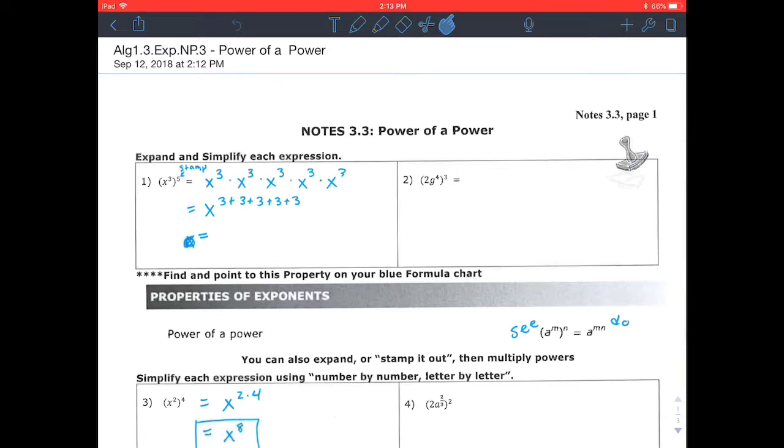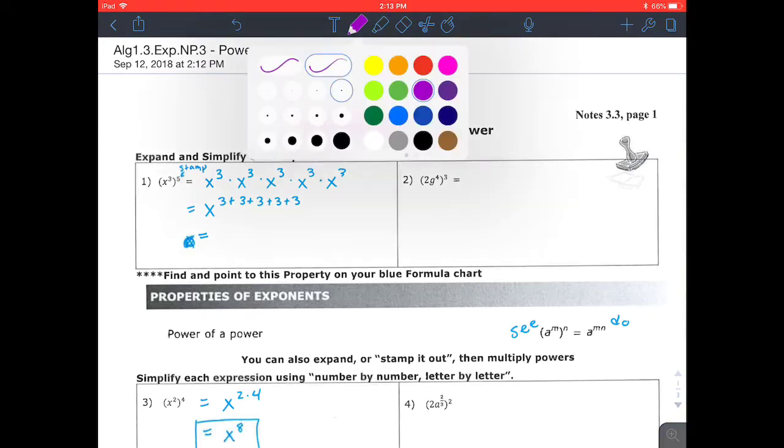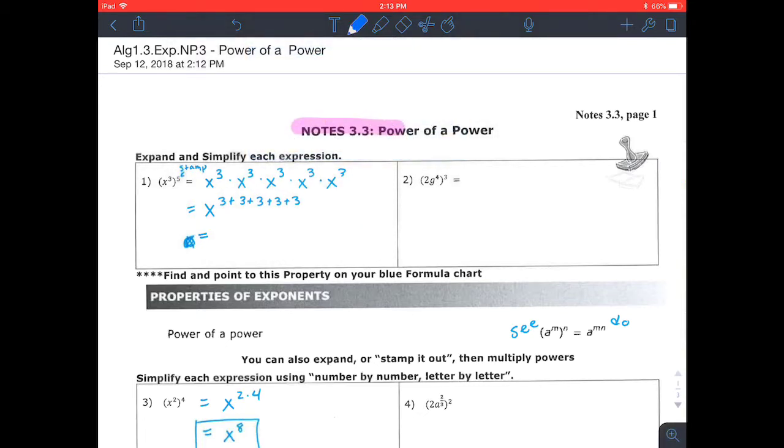All right, we're looking at notes 3-3. So looking through these, the power of a power. Today, we're going to figure out naturally how these rules come about. So with the first one, we look at this as power.